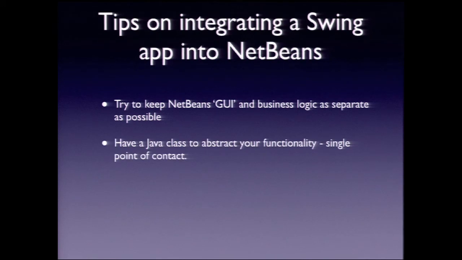Again, have a Java class to abstract your functionality. Single point of contact. So all our PDF library calls are within a single class. We abstract functions on top of them. They're within the NetBeans code. That also makes it very easy for us to update it, and use the NetBeans high-level functionality. As I've said, you can have the request processor, you have the threading. There's also a function to allow you to update the display so that within the GUI, the file utils would pick up.